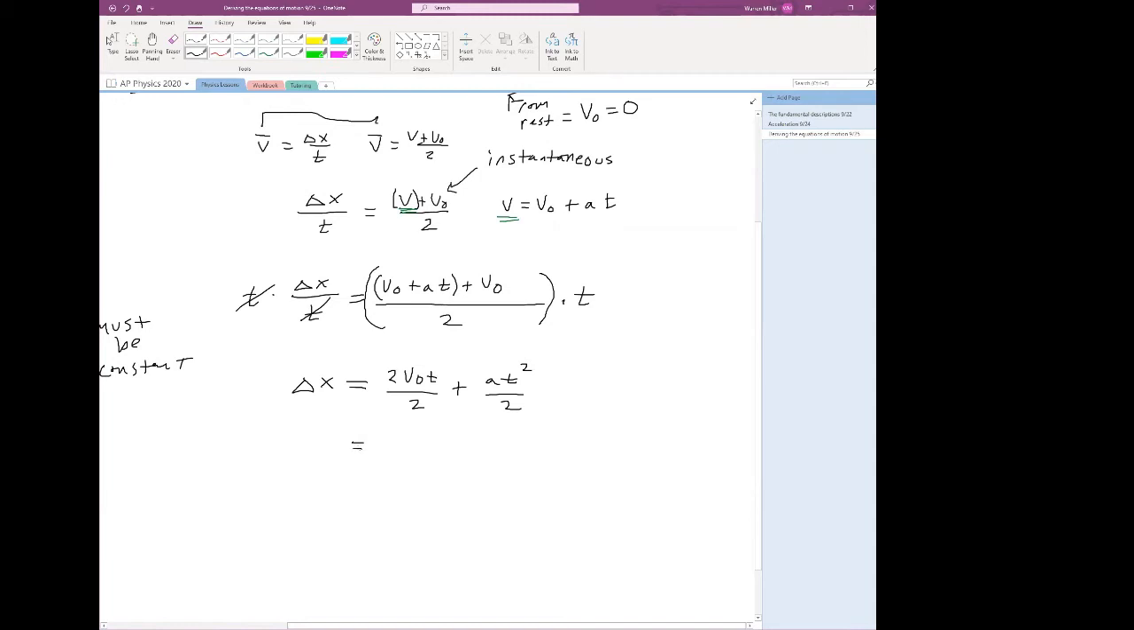And then usually we simplify it: your change in position is going to be equal to, the 2 cancels out with the half, you get v naught t plus 1/2 a t squared.